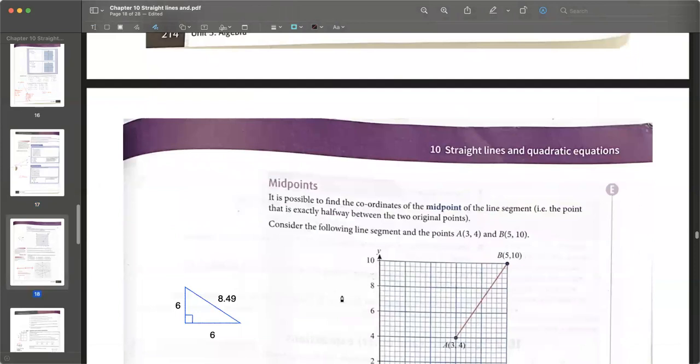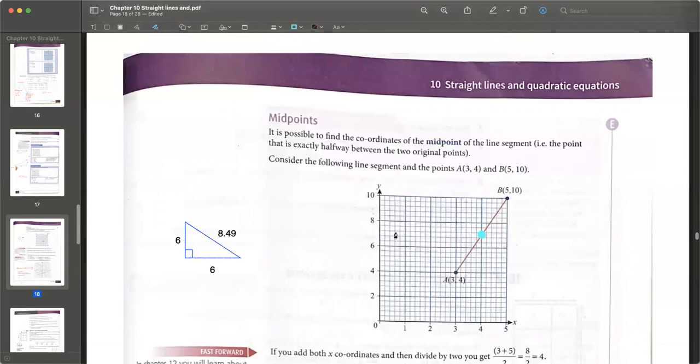Then we look at midpoint here. Your answer should be somewhere in the middle here. So this point right there should determine your midpoint. Here in the middle should be 4, 7. So if you estimate the answer, then you can check whether it's correct or not. If you get something less than this or more than this, then it's definitely wrong, because it's not in the middle anymore. So the answer must be in between 3 and 5 and in between 4 and 10.